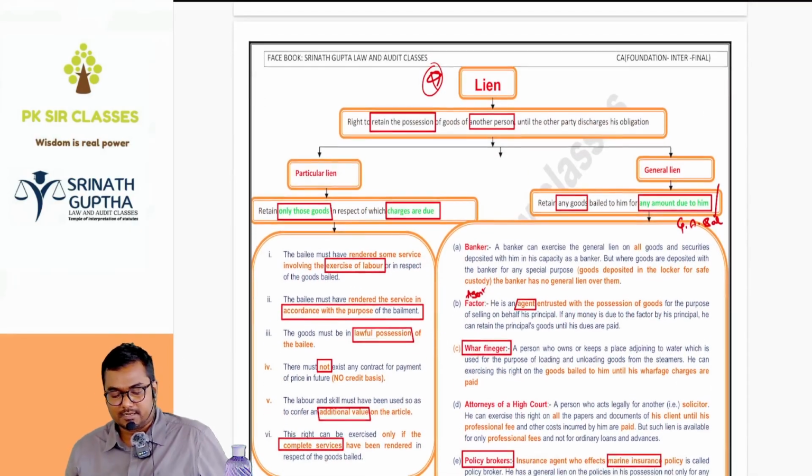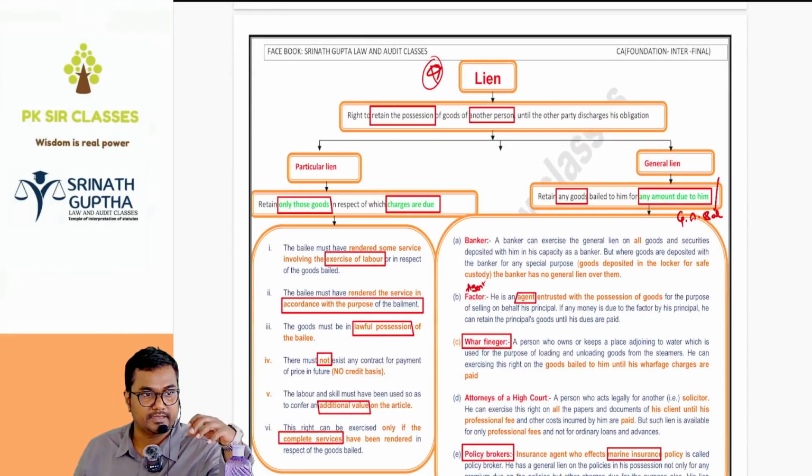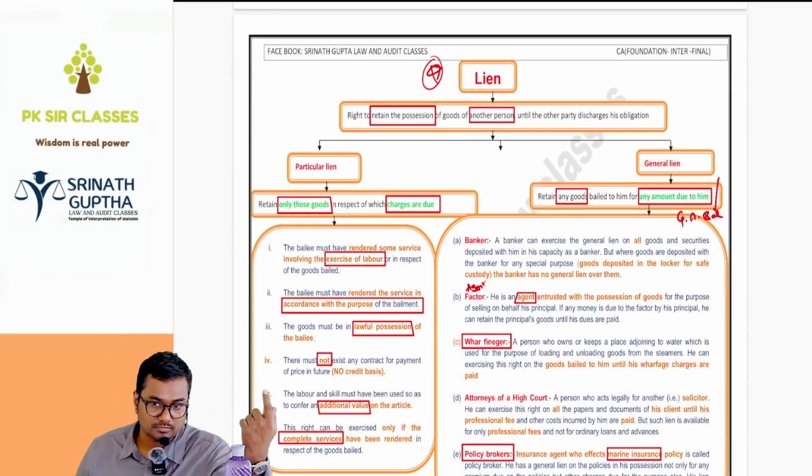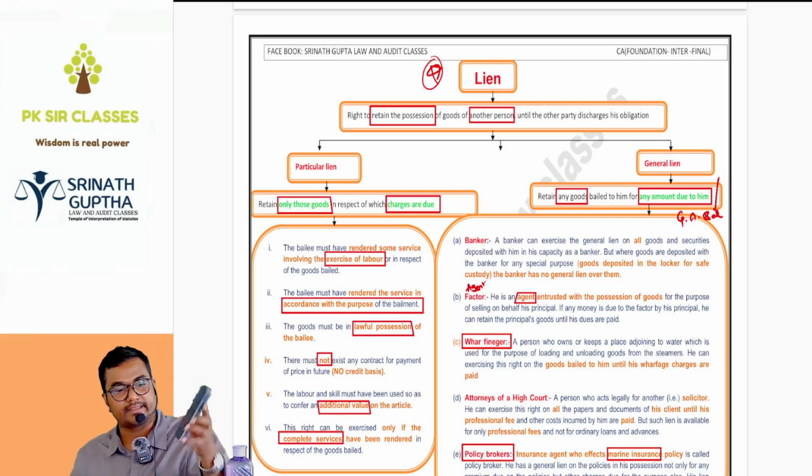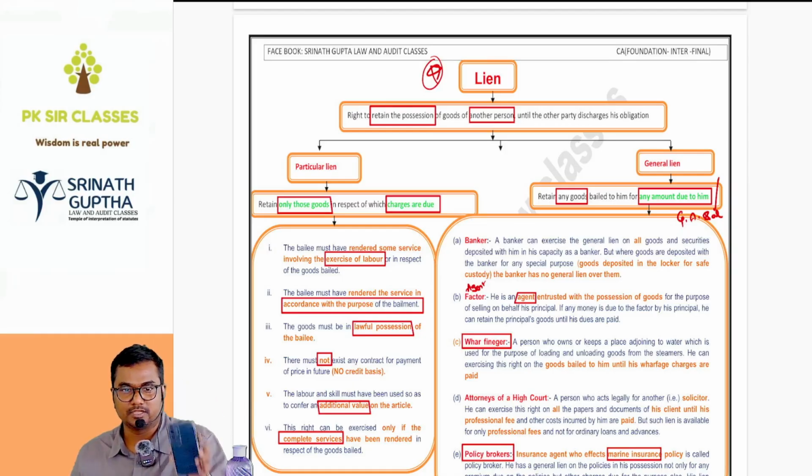Next there is a small concept called lien. Lien means right to retain the possession of the property belonging to another person. So for example, Rajani has to give me 1,000 rupees, he is not giving the 1,000 rupees. One fine day I have taken her mobile, I said I will not give the mobile until you pay my 1,000 rupees. इसको बोलते हैं lien.